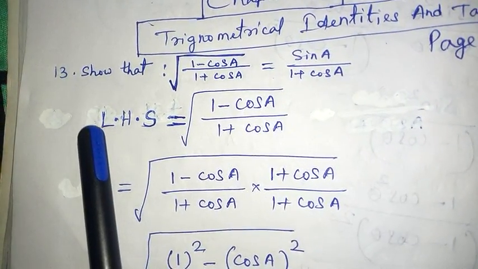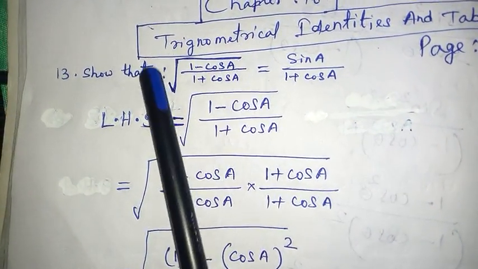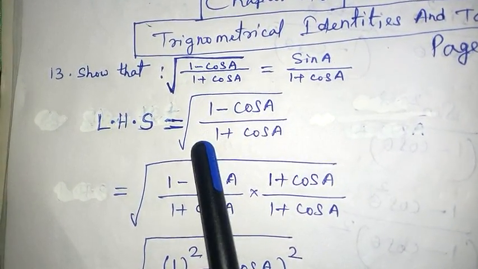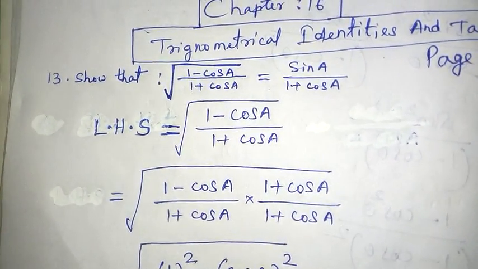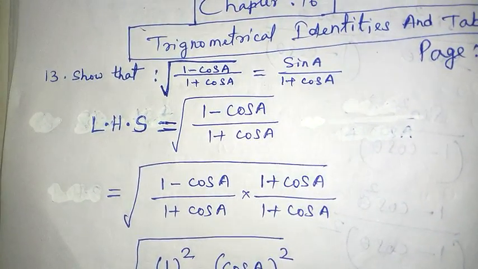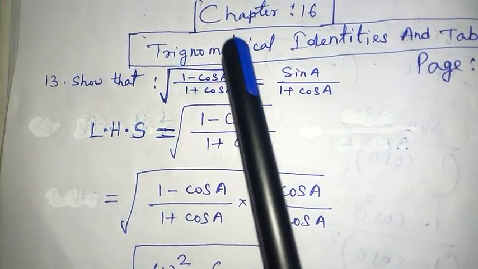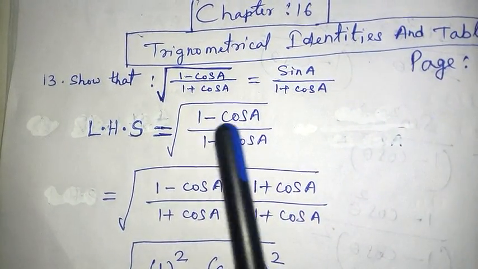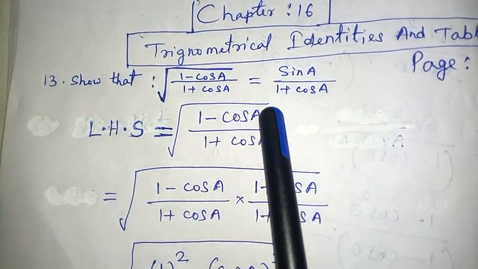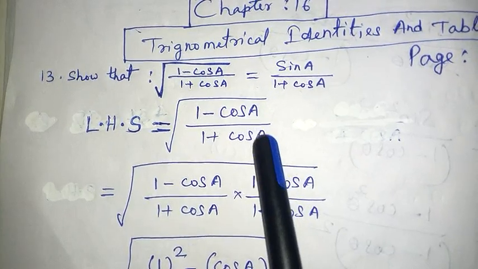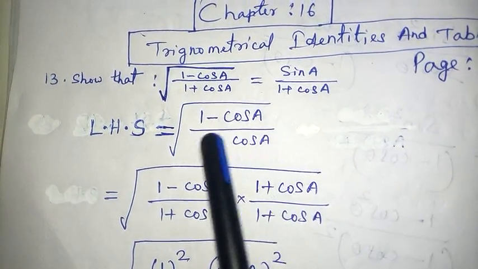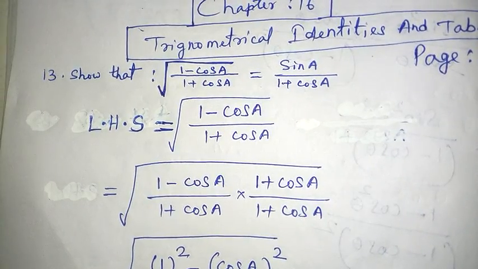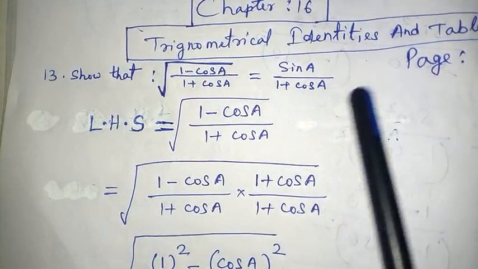So let us start. LHS equal to the same thing I write, root over (1 minus cos A) by (1 plus cos A). As I have told in my last video also, in this chapter you try to make all the trigonometrical identities either in sine or cos. So in this question you can see the identity is already in cos. So now we cannot change cos, let it be cos only. But now what is to be done so that we get this answer?